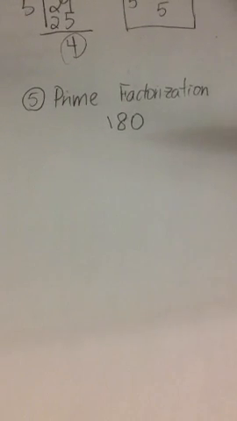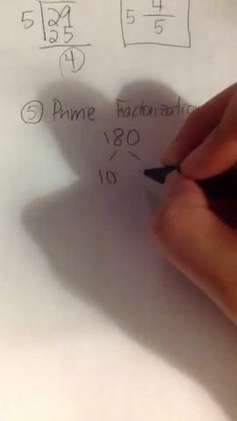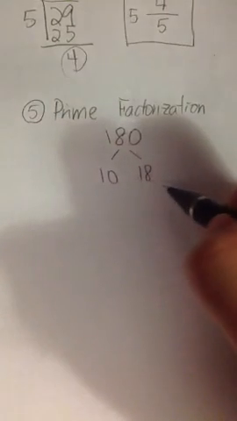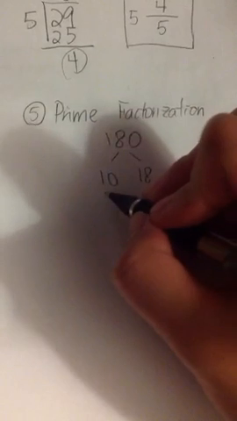I always tell other students that if you don't know any numbers that go into 180, if it's an even number, it will always go into 2. But in this case, we can easily know that when you see a 0, there is always going to be a factor of 10. 10 times what equals 180? 18. Is either of them a prime number? No, right? So I have to keep breaking down.